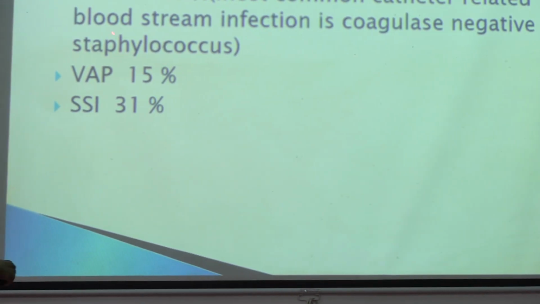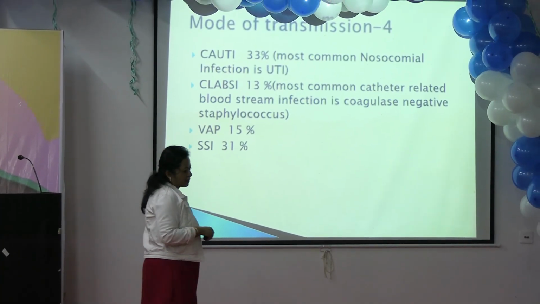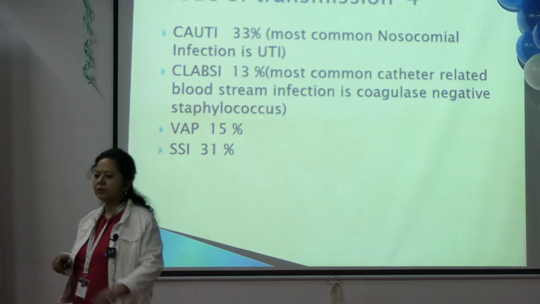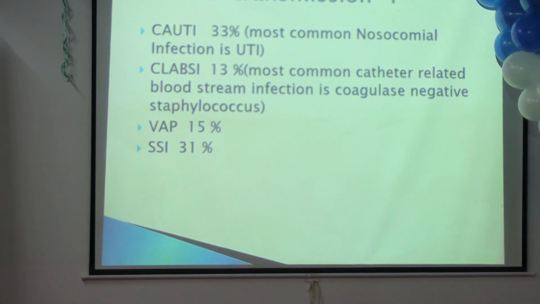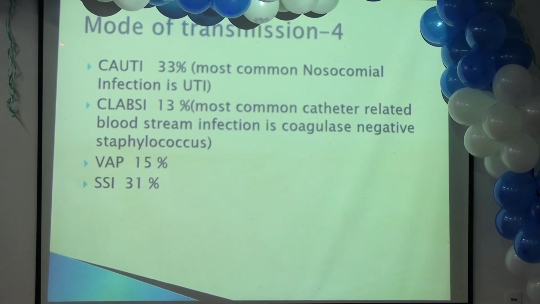The most common catheter-related bloodstream infection is caused by coagulase negative staphylococcus. This is another bacteria which is also in the patient's own skin flora, so that also can cause infection. So that is another MCQ question, I put it there.